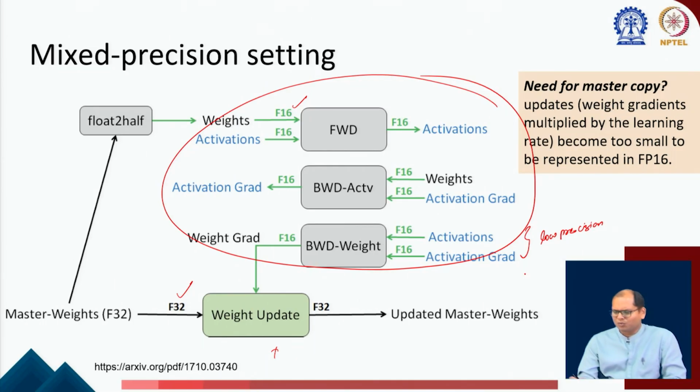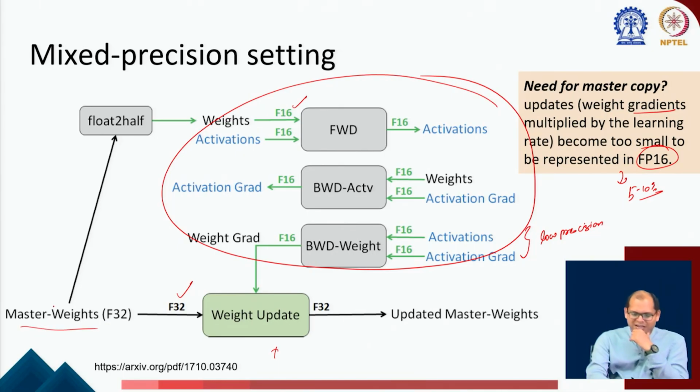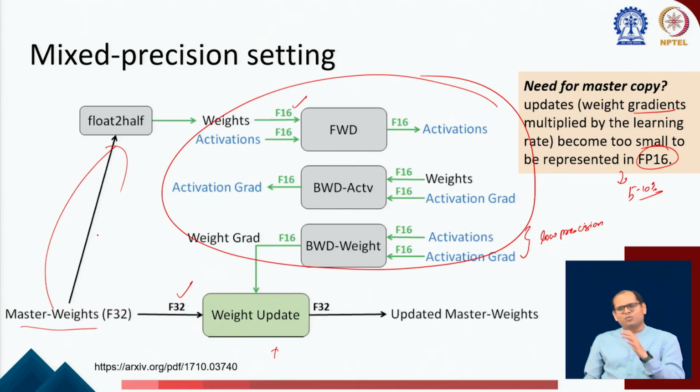Why is that needed? Because otherwise, the weight gradients, when you multiply by the learning rates that are also very small, this may come out to be very small, and it has been seen that say 5 to 10% of the entire updates will come to 0 in FP16 format. So that's why you have to make use of the master copy. When you do the final update, you do it in the master weights, so that you do not lose those updates. But then you again convert it to FP16 and work with that, right?